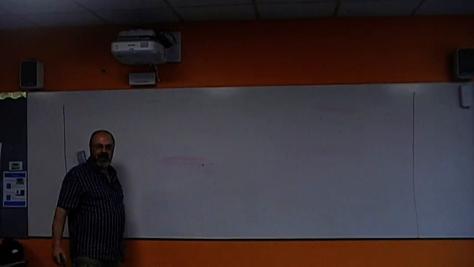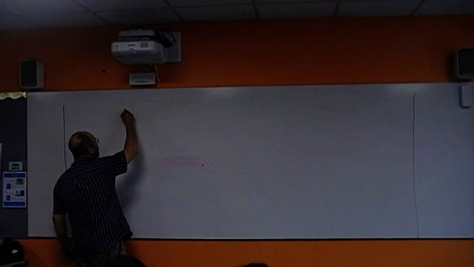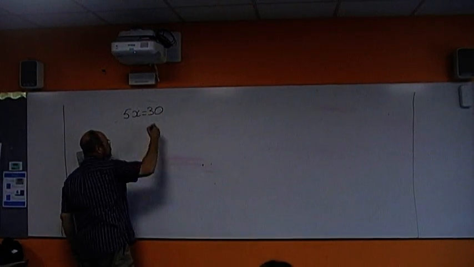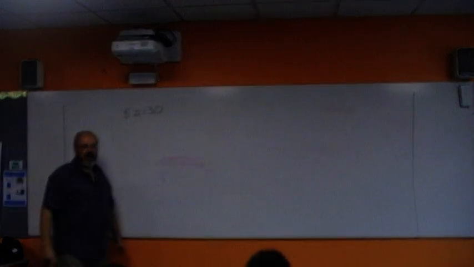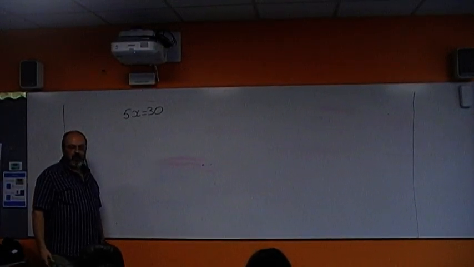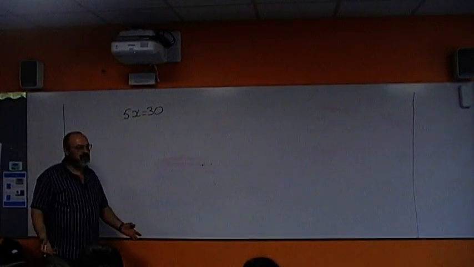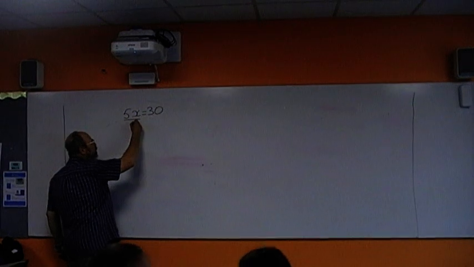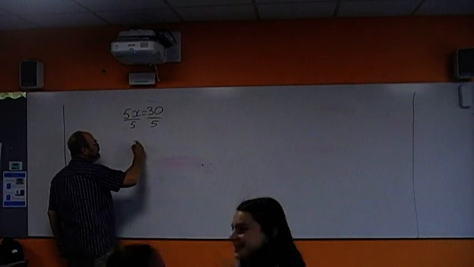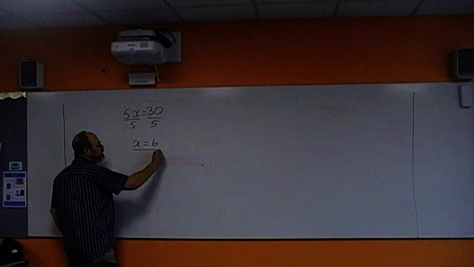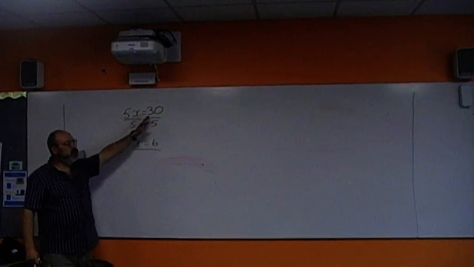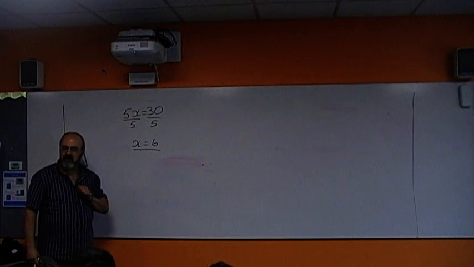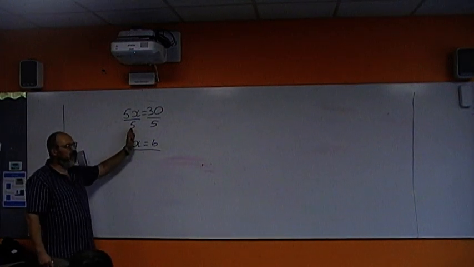If we have, for example, the equation 5x equals 30, to solve this equation, what do we need to do? Divide both sides by 5. We divide by 5 and we get x equals 6. This is equivalent to the previous one. Why are they equivalent? Because we did the same thing to the left and right side.